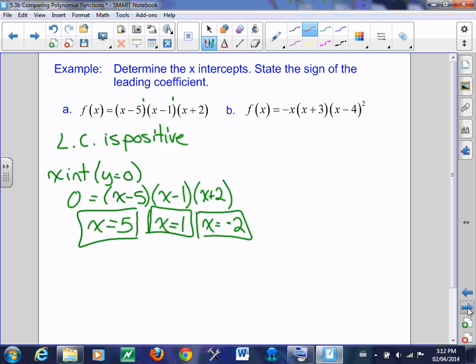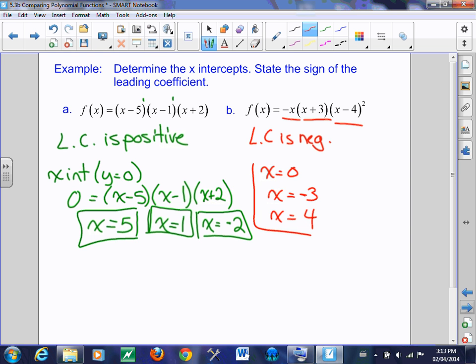And let's finish off here, folks. The leading coefficient, taking a look out front, is negative in factored form because you see a negative sign. And to find your x-intercepts, the first one you know is that x equals 0. The second one, x equals negative 3. And the third one, x equals 4. So those are your intercepts.